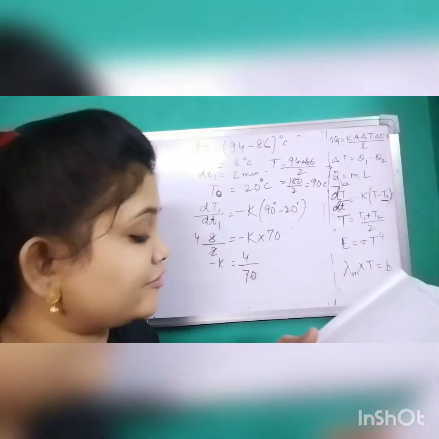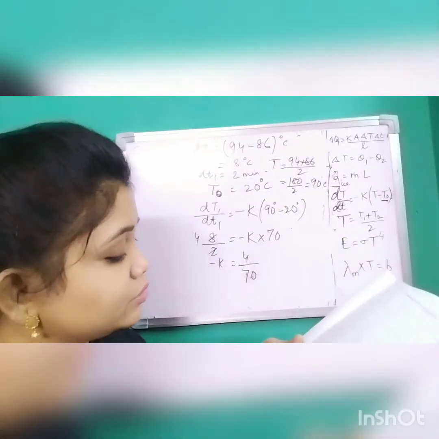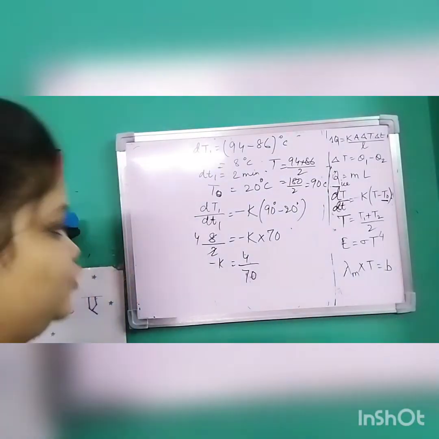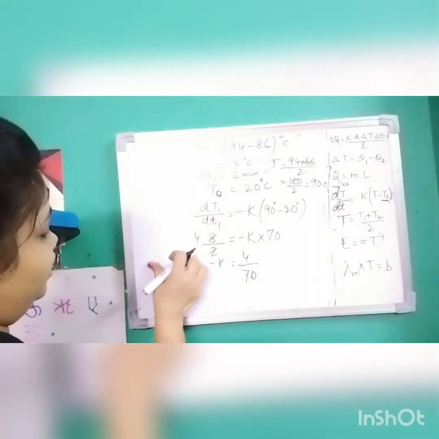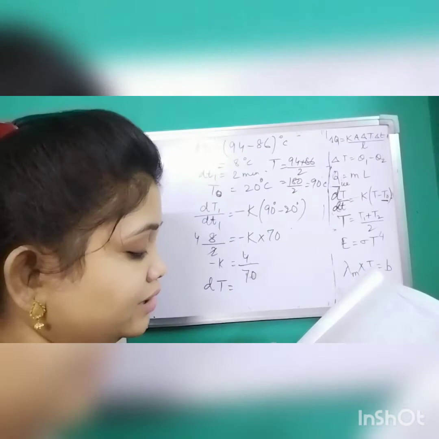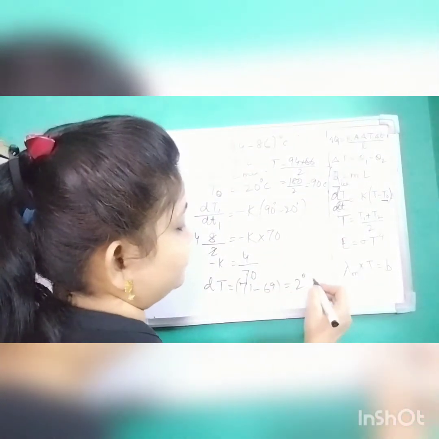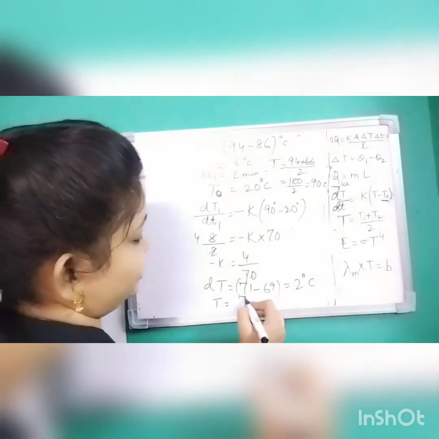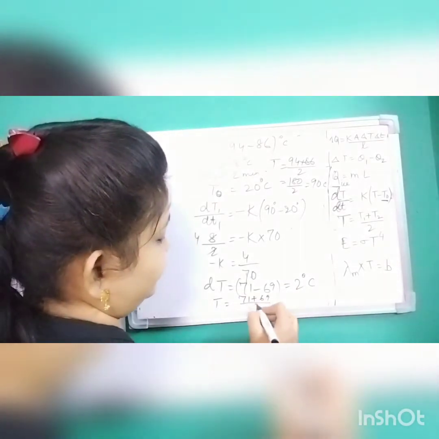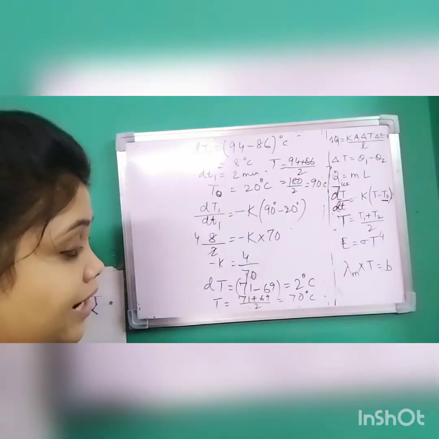Now, what they have asked is, how long will it take to cool from 71 to 69 degrees centigrade? So what will be delta T in this case? dT is nothing but 71 minus 69, which is 2 degrees centigrade. What will be the T in this case? (71 plus 69) by 2, which is 70 degrees centigrade, right? If I add them, the average.